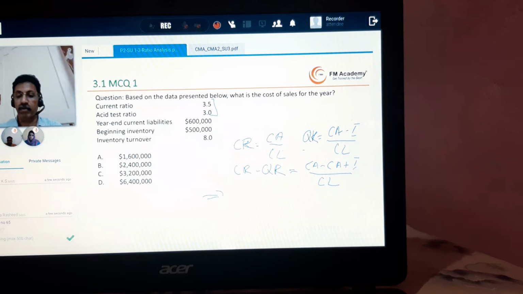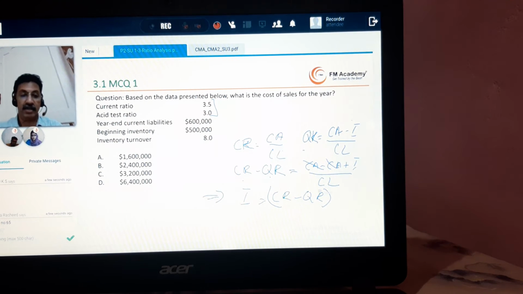So you can develop a useful relationship. The difference between these two ratios will be equal to I divided by current liabilities. So inventory is equal to that difference in ratio. You should really have this in mind, because at least one question will be there from this relationship. At that time, don't work it out.